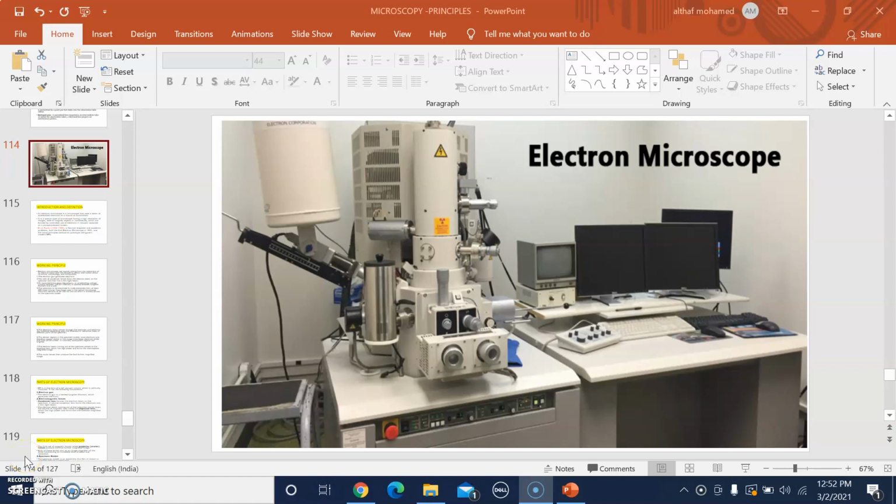Good afternoon all. So today in methodology and instrumentation, we are going to discuss the electron microscope.